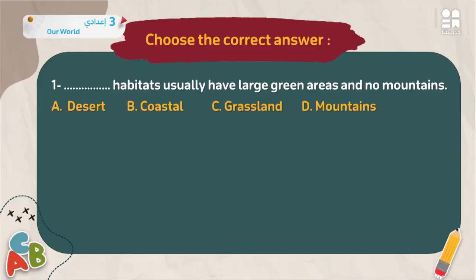Which one is it? The desert. Does the desert have large green areas? Of course no. Coastal اللي هو الساحلي. Grassland اللي هو العشبي أو المراعي. Or mountains. Here it says no mountains. Plus I should have large green areas. So the correct natural habitat is grassland.